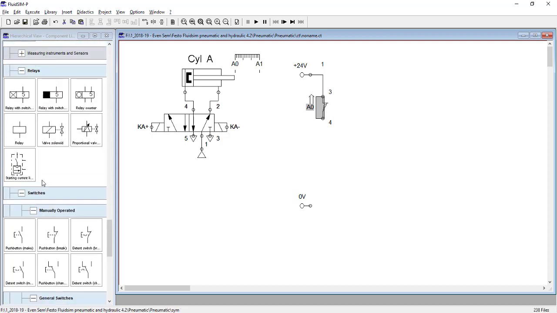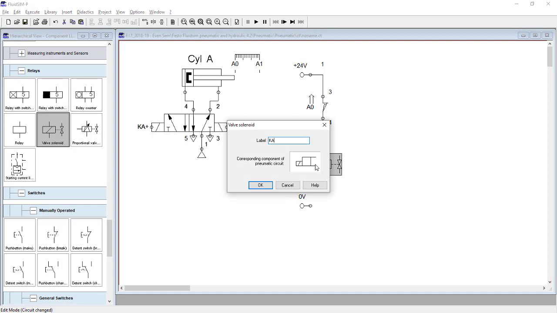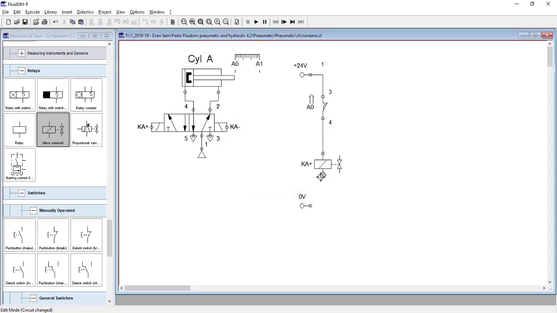And I will connect here the valve solenoid Ka plus. So what is this circuit telling us? Whenever the A0 sensor is sensed, electric current will flow from 24 volt to 0 volt, through the Ka plus valve. If electric current flows through the Ka plus valve, this position of the valve will become active.